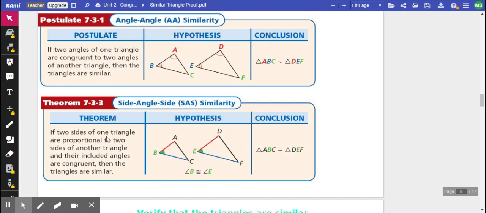And then finally, we have side-angle-side similarity. So the angle is going to be congruent, and you can see that in the picture in front of us right here and right here. And then we have the red sides are proportional to each other, and the blue sides are also going to be proportional to each other. And you can see in our conclusion that we've highlighted that B and E to be green to show that those are congruent.